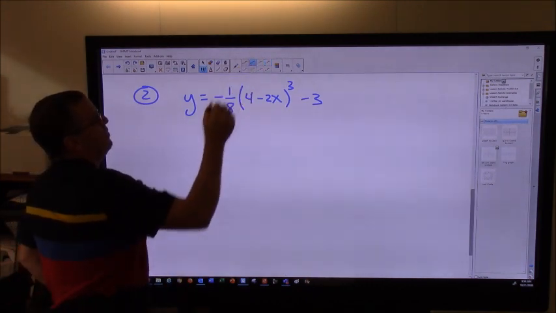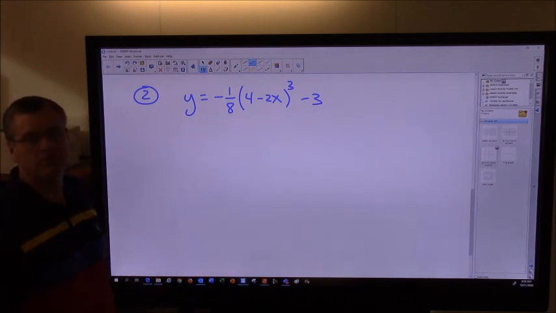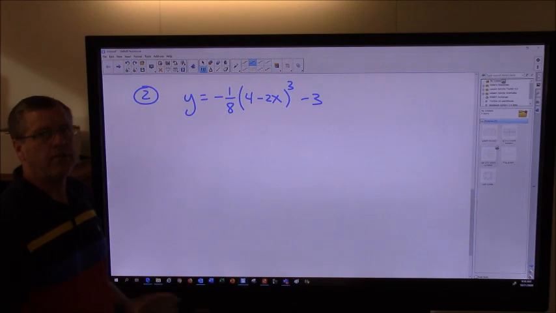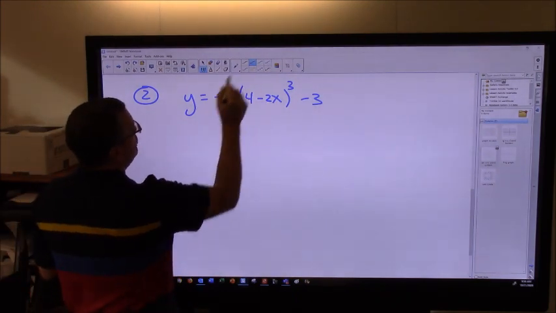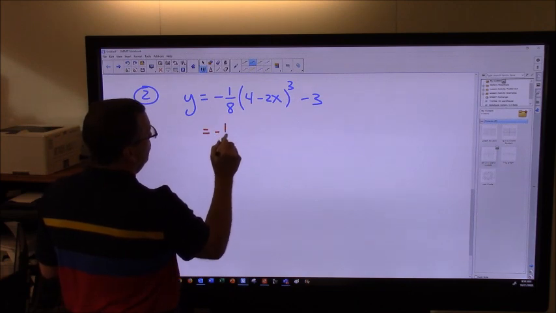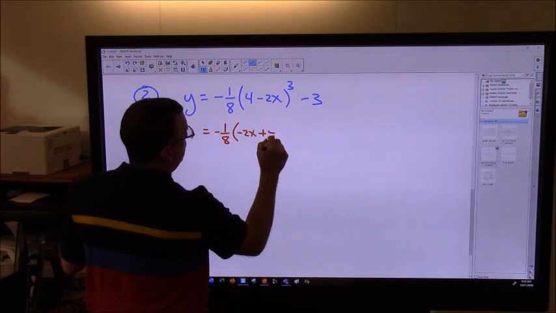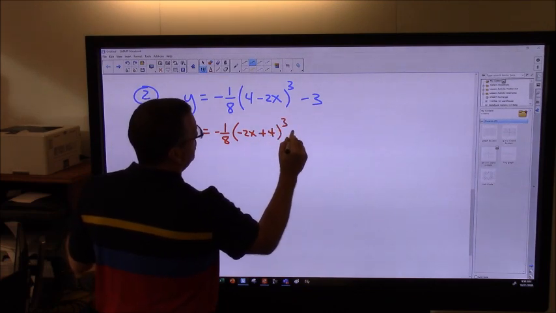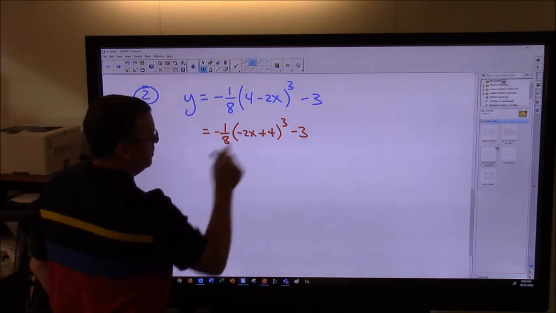So one of the first things that I see here again is I don't like the way this is written. Somebody's trying to mess with me. All right. So I always like to see the x term first. So I'm just going to rewrite this: a negative 1/8 times a negative 2x plus 4 cubed minus 3. Now I've got my a, b, c, and d values.